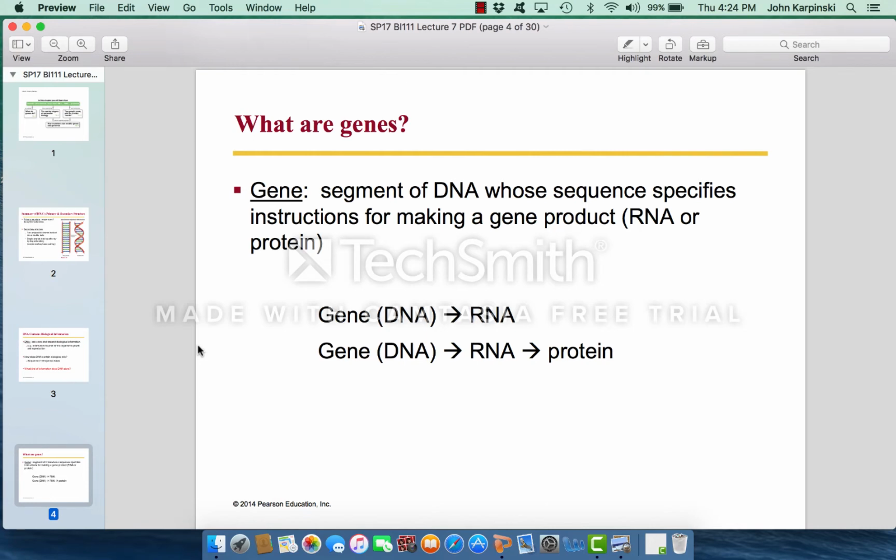Well, we now know that the true technical definition of what a gene is, is a segment of DNA whose sequence specifies the instructions for one gene product, which is either an RNA molecule or a protein. So a gene simply provides the instructions for either one RNA molecule or, more frequently, DNA encodes for one messenger RNA, which then codes for one and only one protein molecule.